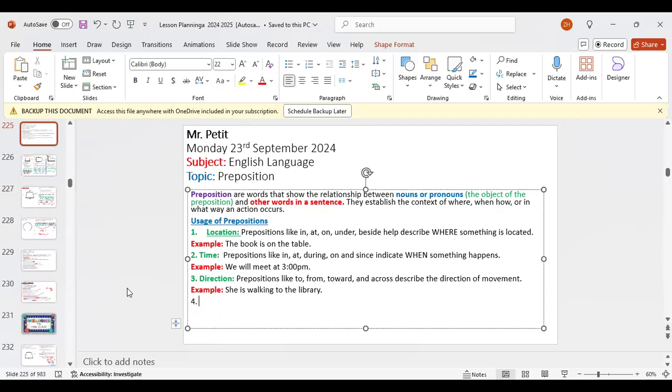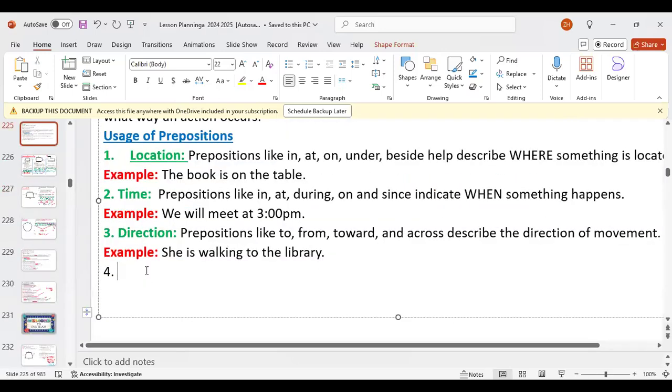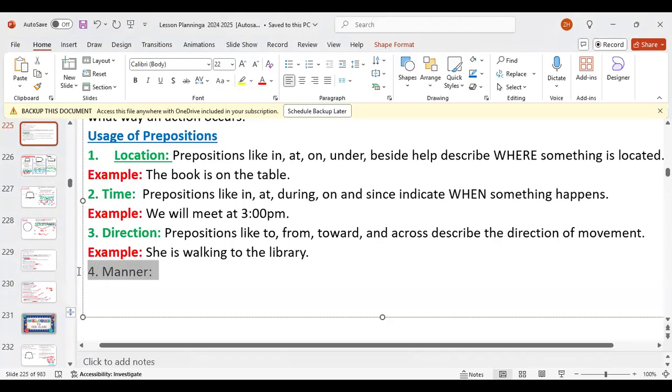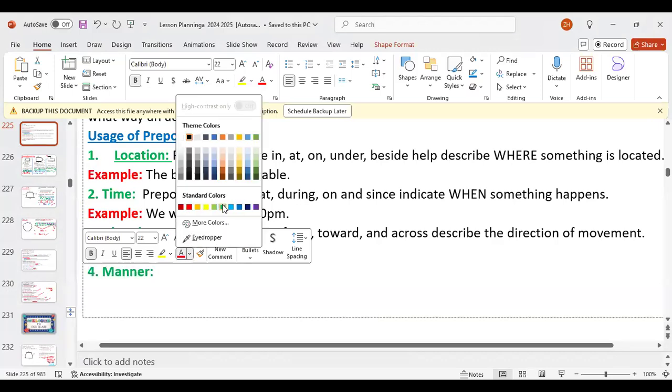All right. So we could say number four is manner. By the way, is CC Joseph here? CC Joseph, can you hear me? CC Joseph, are you there? Yes, sir. Oh, I could hear you, finally. Read number three, direction. CC, read number three, direction.